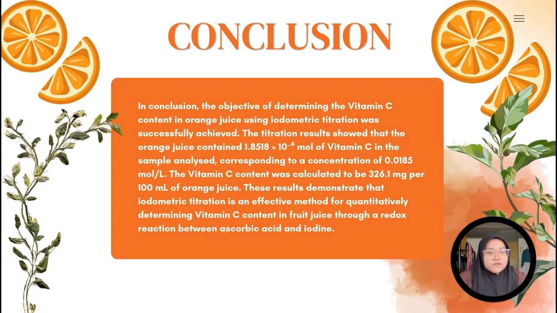In conclusion, the objective of determining the vitamin C content in orange juice using iodometric titration was successfully achieved. The titration results show that the orange juice contained 1.8518 times 10 to the power of negative 4 mole of vitamin C in the sample analyzed, corresponding to a concentration of 0.0185 mol per liter. The vitamin C content was calculated to be 326.1 mg per 100 ml of orange juice. These results demonstrate that iodometric titration is an effective method for quantitatively determining vitamin C content in fruit juice through a redox reaction between ascorbic acid and iodine.